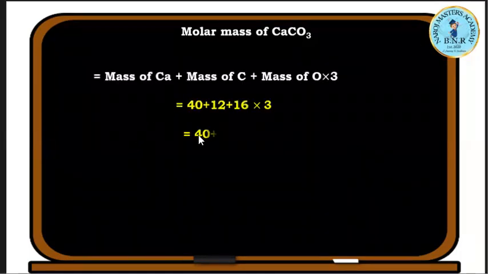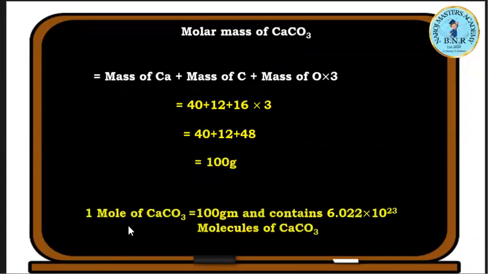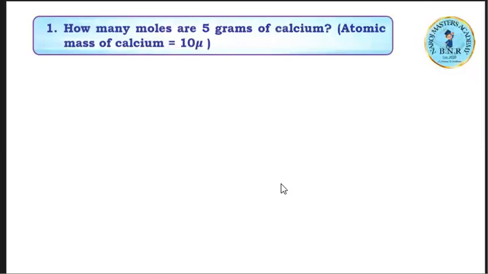So mass of calcium and this all gives together 100 grams. So 1 mole of calcium carbonate is equal to 100 grams and contains 6.023 into 10 power 23 molecules of CaCO3. Look at this question and tell me the answer. Take 1 minute time and then answer.